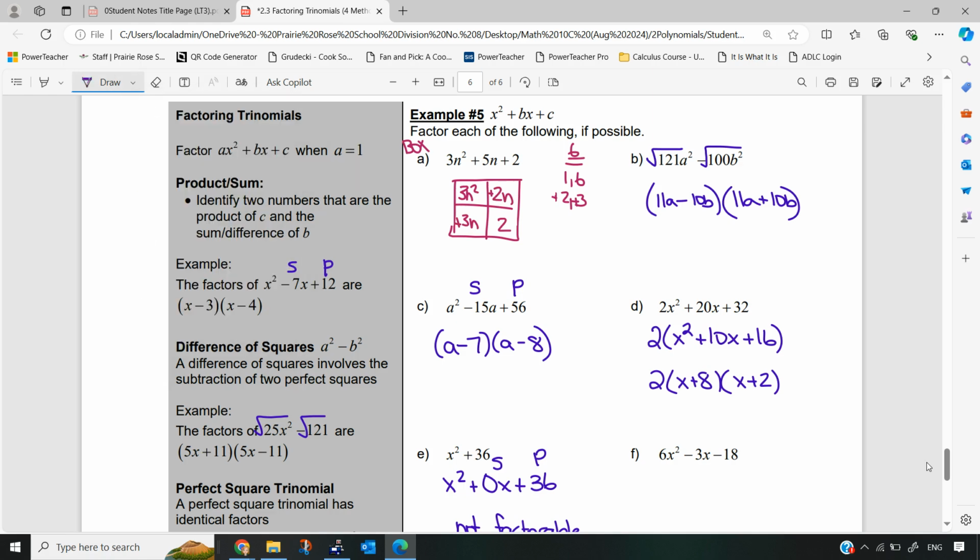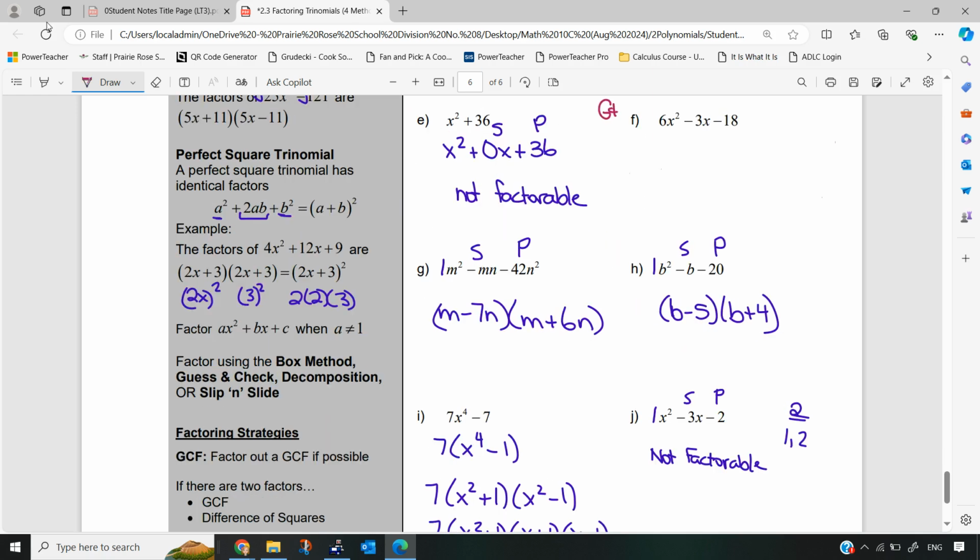Now I look for my GCF, so I pull out an n, I pull out a positive 1, I pull out a positive 3n, and I pull out a positive 2. So my factors for this trinomial are 3n plus 2 and n plus 1.